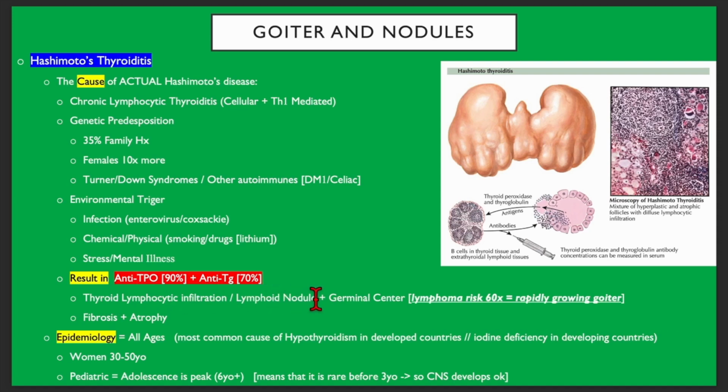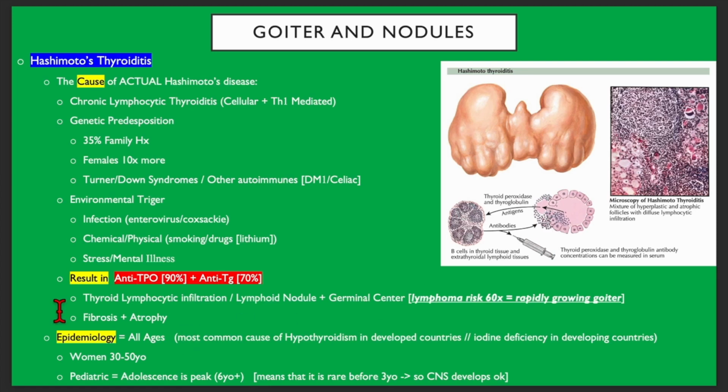Infiltration of the cells, they will make this lymphoid nodule, the germinal center, and if it continues to go on, it's a risk for lymphoma, okay? So there is 60 times more risk than the normal population to have a lymphoma. And how do you know you have a lymphoma? When you have a rapidly growing goiter, okay? If it's chronic and slowly growing, it's not a lymphoma, it's the Hashimoto. But if you start suddenly to grow rapidly, then you should think of a lymphoma. And then due to the inflammation, you have fibrosis and atrophy. You see here that it is becoming atrophic on the bottom.